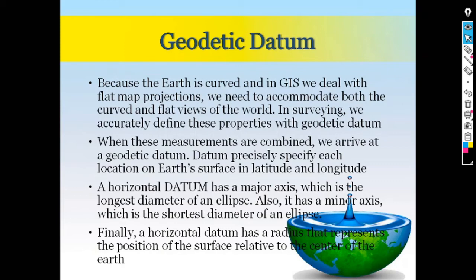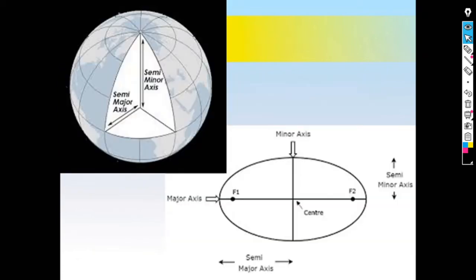A horizontal datum has a major axis, which is the longest diameter of an ellipsoid. Also, it has a minor axis, which is the shortest diameter of an ellipsoid. Finally, a horizontal datum has a radius that represents a position of the surface relative to the center of Earth. Here we can see the semi minor axis and the semi major axis.